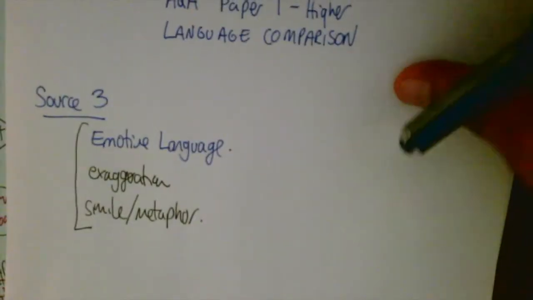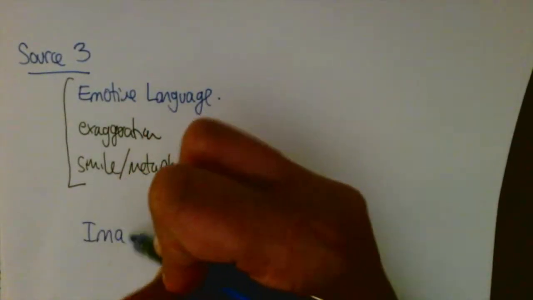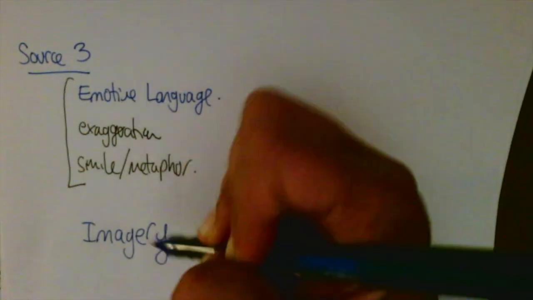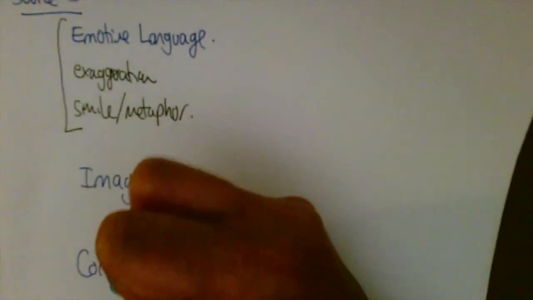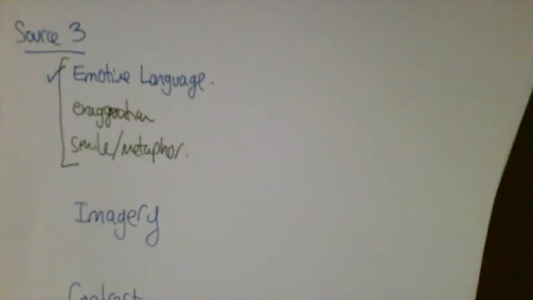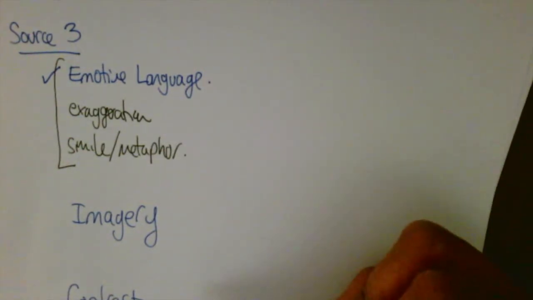The other thing that we're looking for, of course, is imagery. And at Langdon Park, we're also looking for contrast. So we're going to look always in source 3 for emotive language. Then we're going to look for one other rhetorical device. In addition, imagery and contrast.